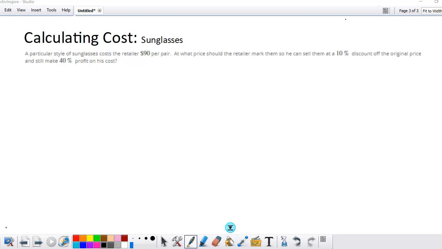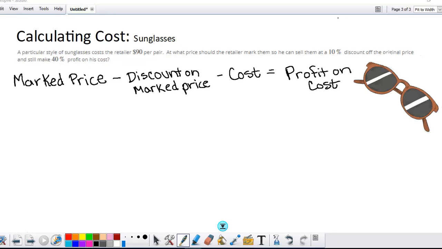So I am going to start just by writing out our formula, and then we will pull our numbers from this problem. We have the marked price minus the discount on the marked price minus the original cost is equal to the profit on that cost. So let's pull out our numbers based on this problem.